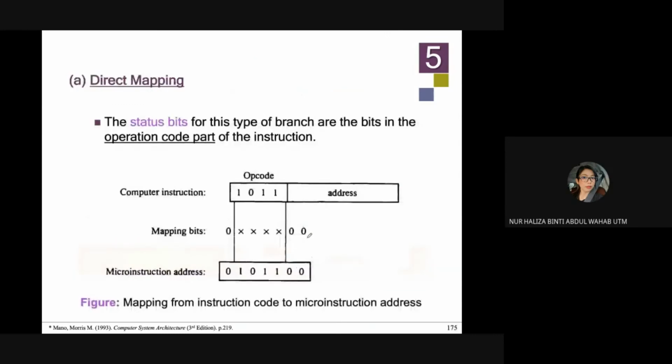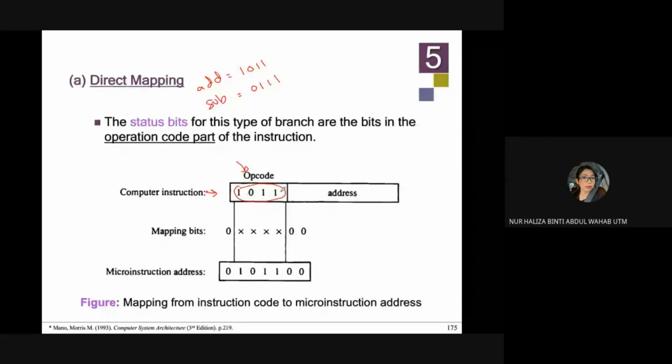Under direct mapping, maybe this is addition. Because we don't know the machine language, maybe add is 1011, sub maybe 0111. Example: your opcode and then there is the address or your operand. This is your single instruction. Then your opcode is showing it is 1011.